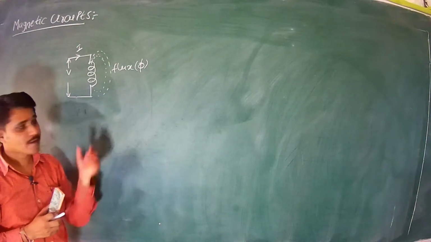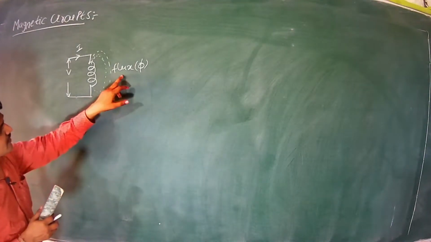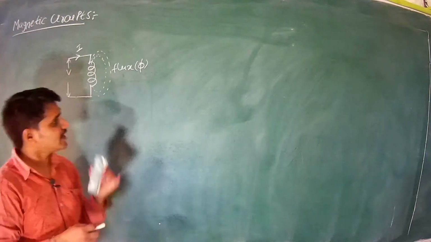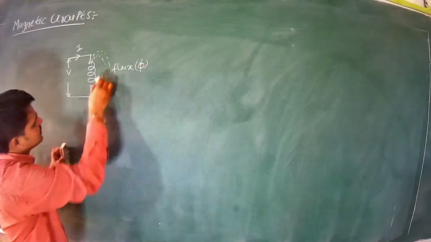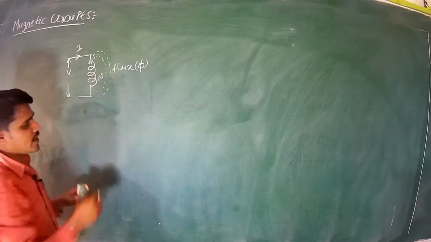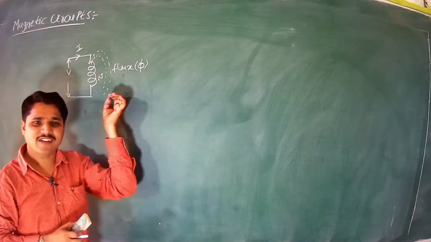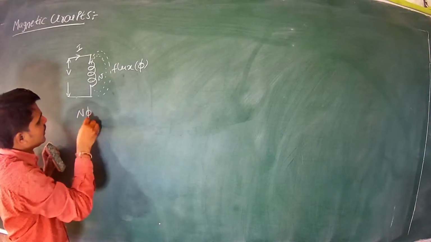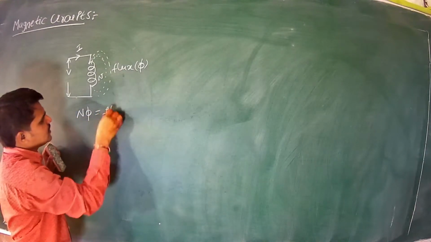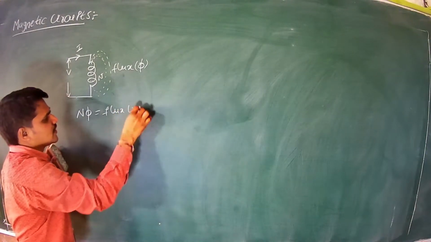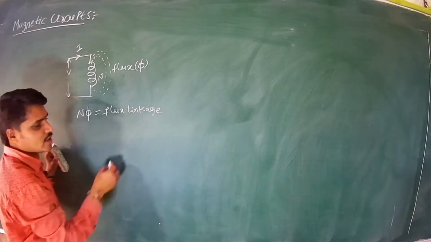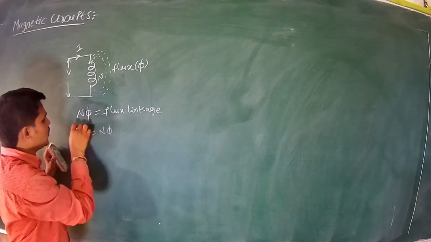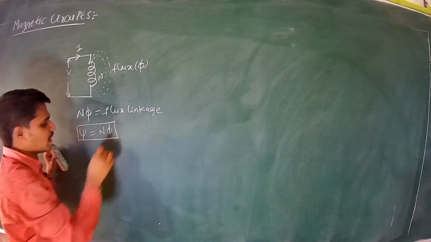Next, whenever this flux is linking with this coil, let us say this coil has N number of turns. The linking of flux is nothing but N into phi. This is called flux linkage. It is denoted by psi. Flux linkage psi is equal to N phi.